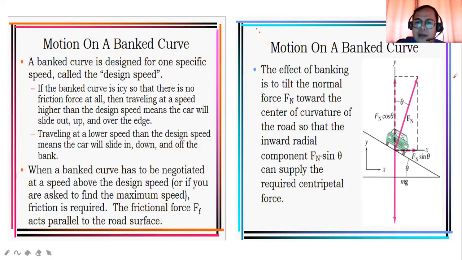The effect of banking is to tilt the normal force toward the center of curvature of the road, so that the inward radial component of Fn sine theta, which is the radial component of the normal force, which is on the weight of the car, sine the angle of banking, can supply the required centripetal force.